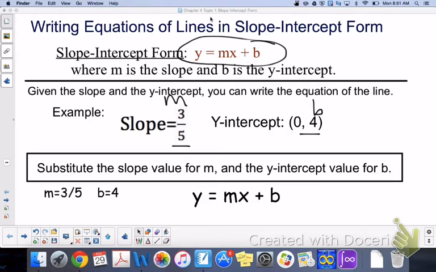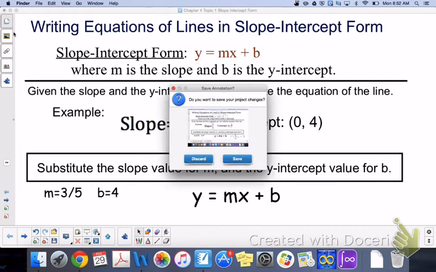So down here, it tells you your slope, your m is 3/5, your y-intercept is 4, so we just plug it in. Y equals 3/5 x plus 4. And that is it. Okay.